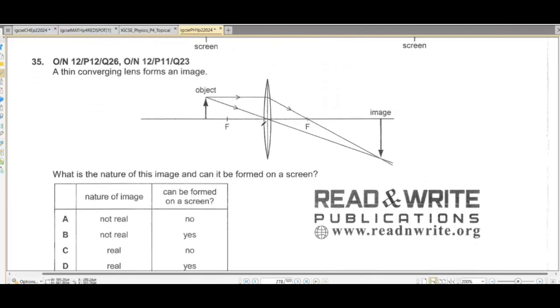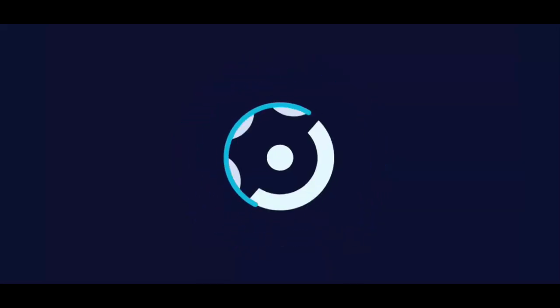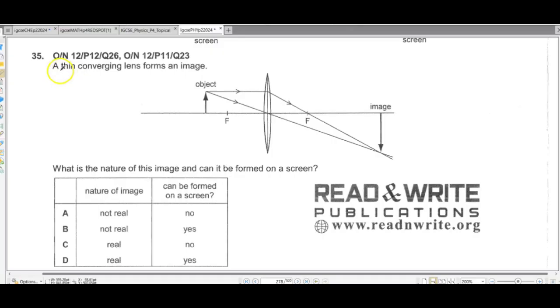Moving on to question number 35. When a converging lens forms an image, what is the nature of this image and can it be formed on the screen? If we look at the ray diagram, we can see that the image formed is inverted and is on the other side of that of the object.